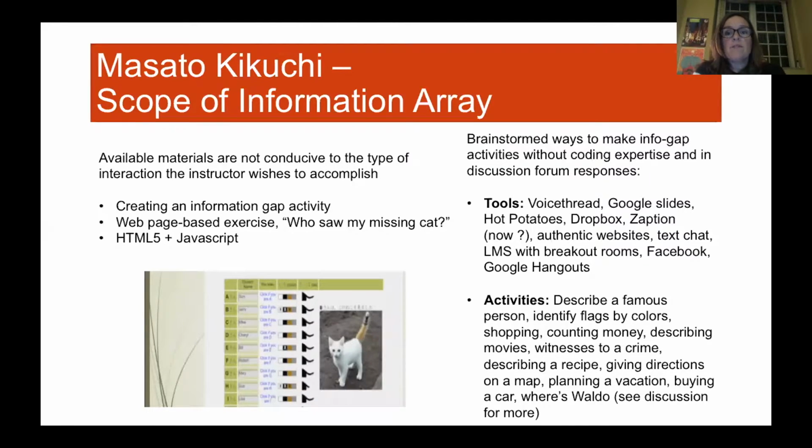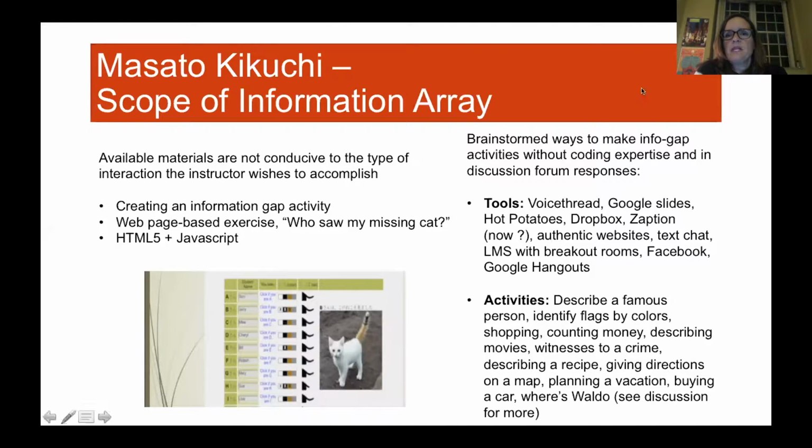Many people, myself included, said, that sounds great, but I have no idea how to create that on my own. And so one of the things we did was to also brainstorm ways to make an activity like this without having that coding expertise. And within the discussion forum later, I found all of these ideas that you all had presented and come up with in both tools that you could use and then different types of activities that would be similar to this. So everything from VoiceThread, Google Slides, Hot Potatoes, Dropbox, Zaption.